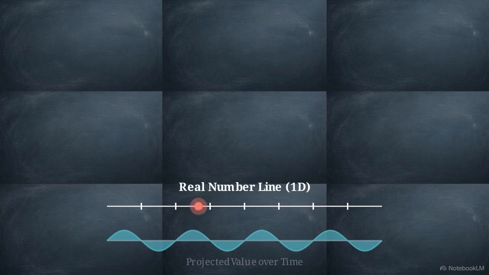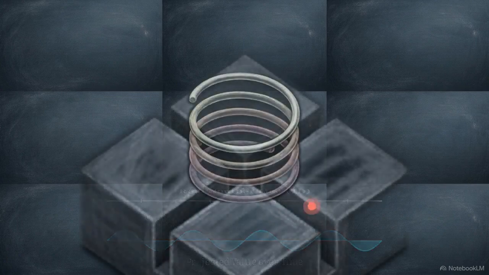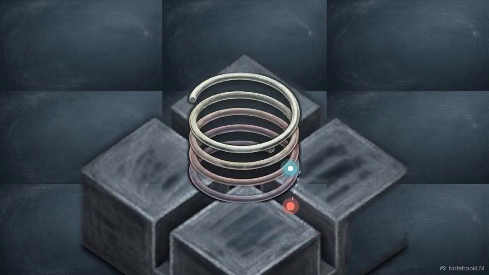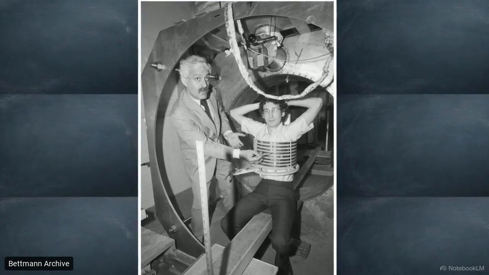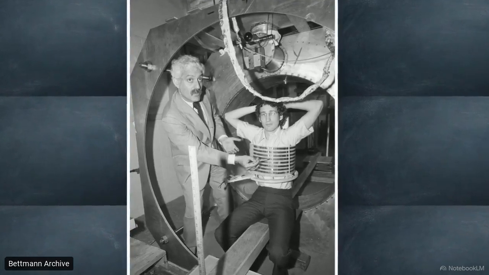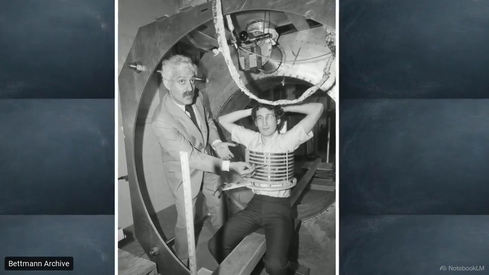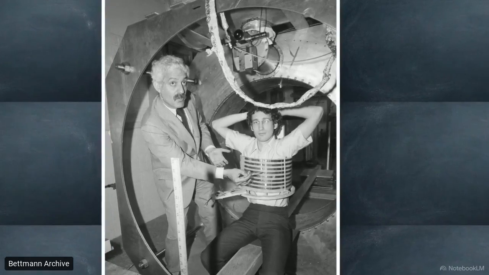Tracking a simple sine or cosine wave on a flat one-dimensional number line only captures a shadow of its true movement. The value bounces up and down, but it misses the complete geometry of the oscillation. To isolate and decode the overlapping frequencies hidden inside these waves, engineers required a mathematical upgrade. That upgrade is the foundation of modern medical imaging.